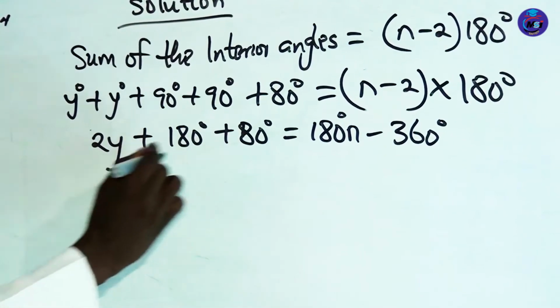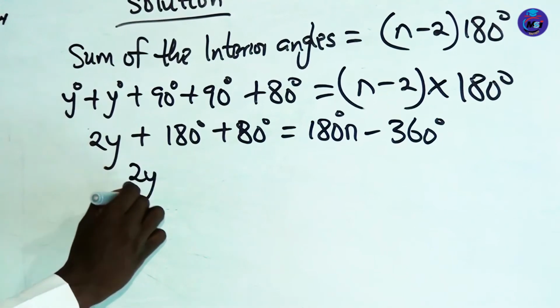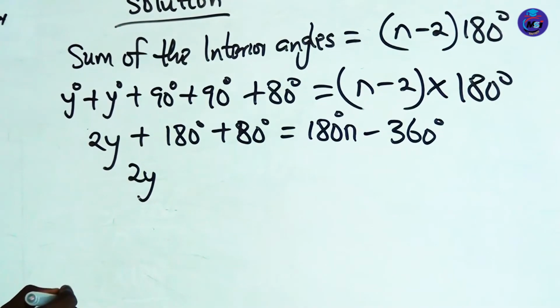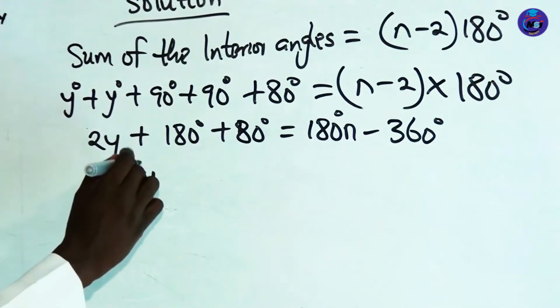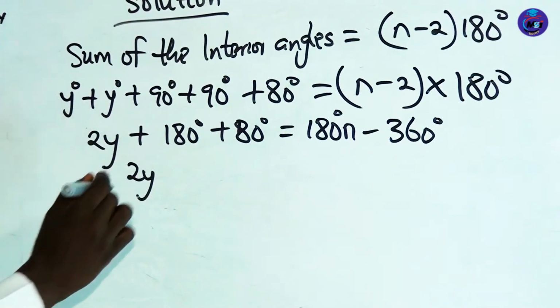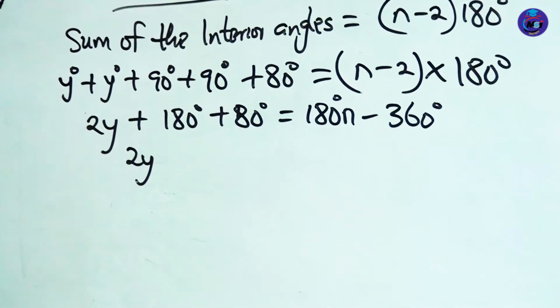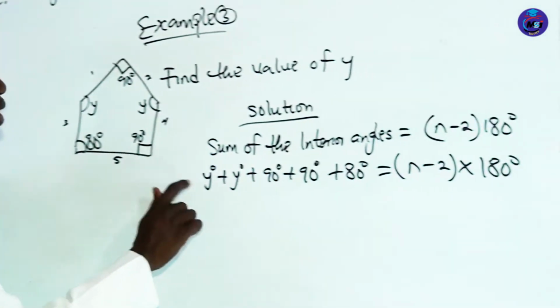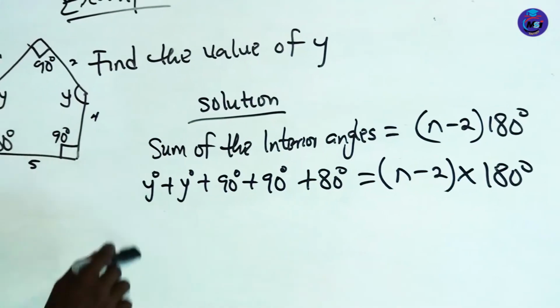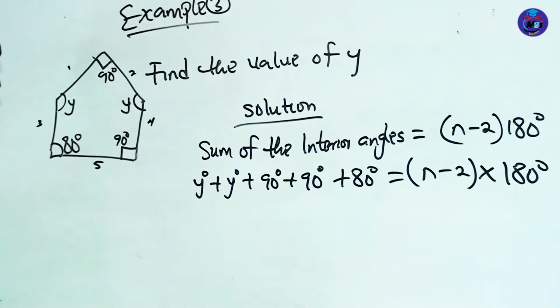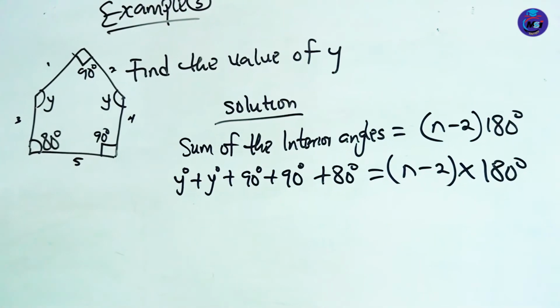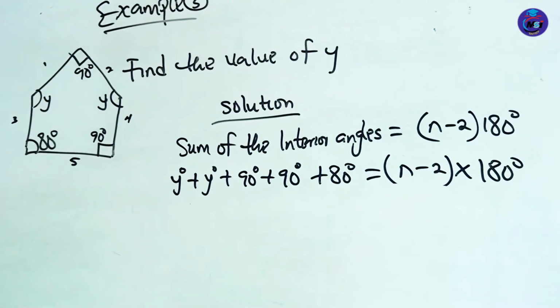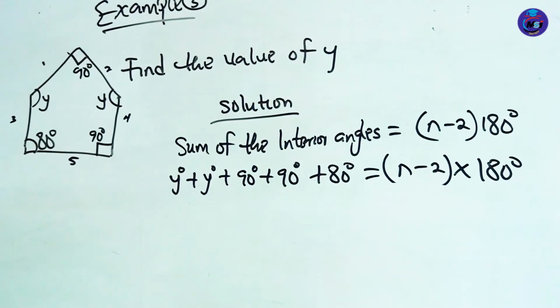Okay, we collect the like terms now. 2y. I made a mistake. Okay, let's go over this again. We have y plus 90 plus 90 plus 80 equals (n minus 2) times 180.